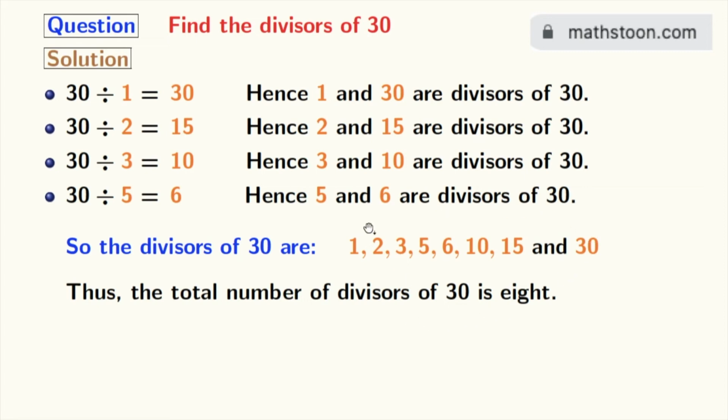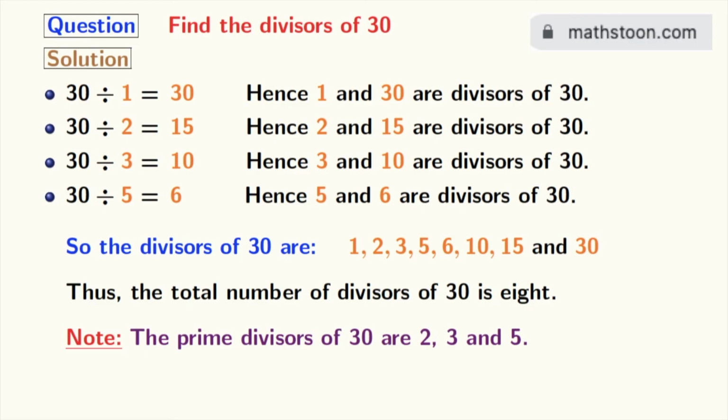Now if we look at the divisors, we can see that 2, 3 and 5 among these numbers are prime numbers, because these three numbers do not have any divisor other than 1 and that number itself. So we can say that the prime divisors of 30 are 2, 3 and 5.